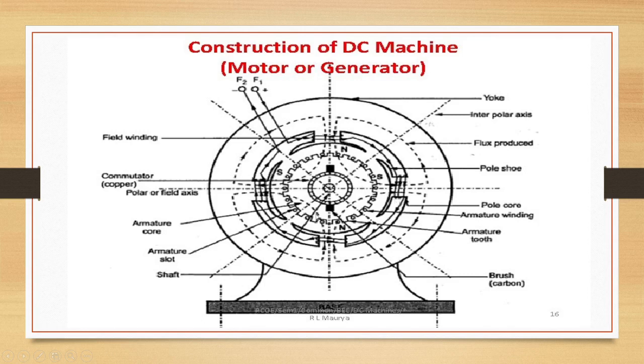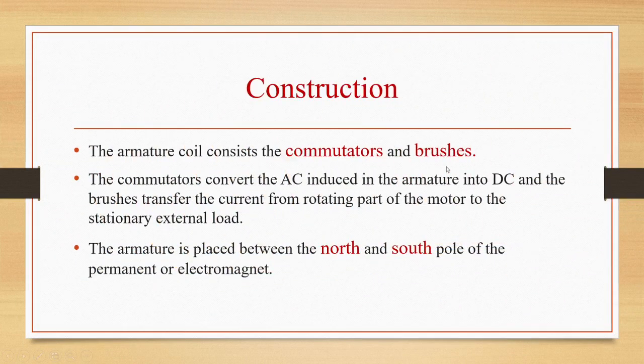Next, inside this magnetic field, the armature will be placed, and inside the armature the commutator will be placed. These are the brushes, and this is the shaft. The armature consists of armature slot, armature tooth, armature winding, and armature core. So the armature consists of commutators and brushes.